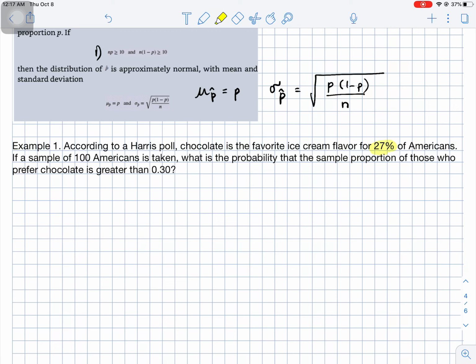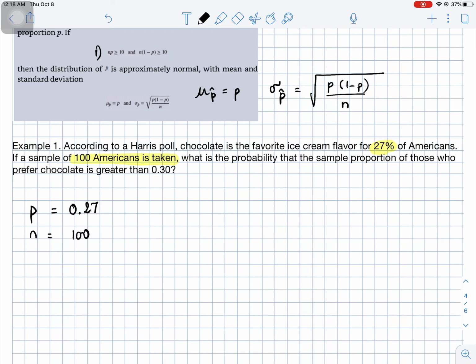So now let's look at example number 1. First of all, we need to write out the notation for the number. 27% of American people like chocolate for ice cream flavor. So that is talking about the whole American population. That is the proportion, because we see the percentage 27%, so that means the proportion. The proportion for the population is 0.27.